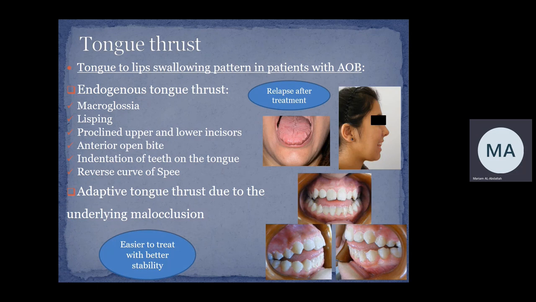Exogenous tongue thrust or adaptive tongue thrust is more common, easier to treat, with better stability at the end of the treatment, and usually it is a result of the malocclusion. Usually the patient is presented with an anterior open bite, and the tongue is needed to be positioned forward in order to achieve an anterior oral seal during swallowing.